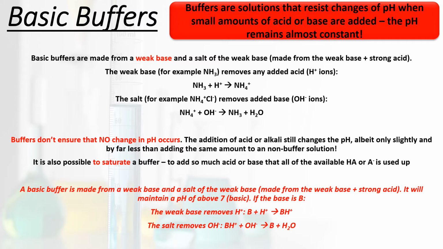Now buffers don't ensure that no change in pH occurs. The addition of some acid or some alkali will still change the pH, but only slightly and by far less than adding the same amount to a non-buffered solution. It's also possible to saturate a buffer, so this is where we add so much acid or base that all of the available HA or A- is used up if it's an acidic buffer. So while we think about the fact that we can add lots of it and the pH doesn't change, there will come a point where we simply run out of how much we started with.